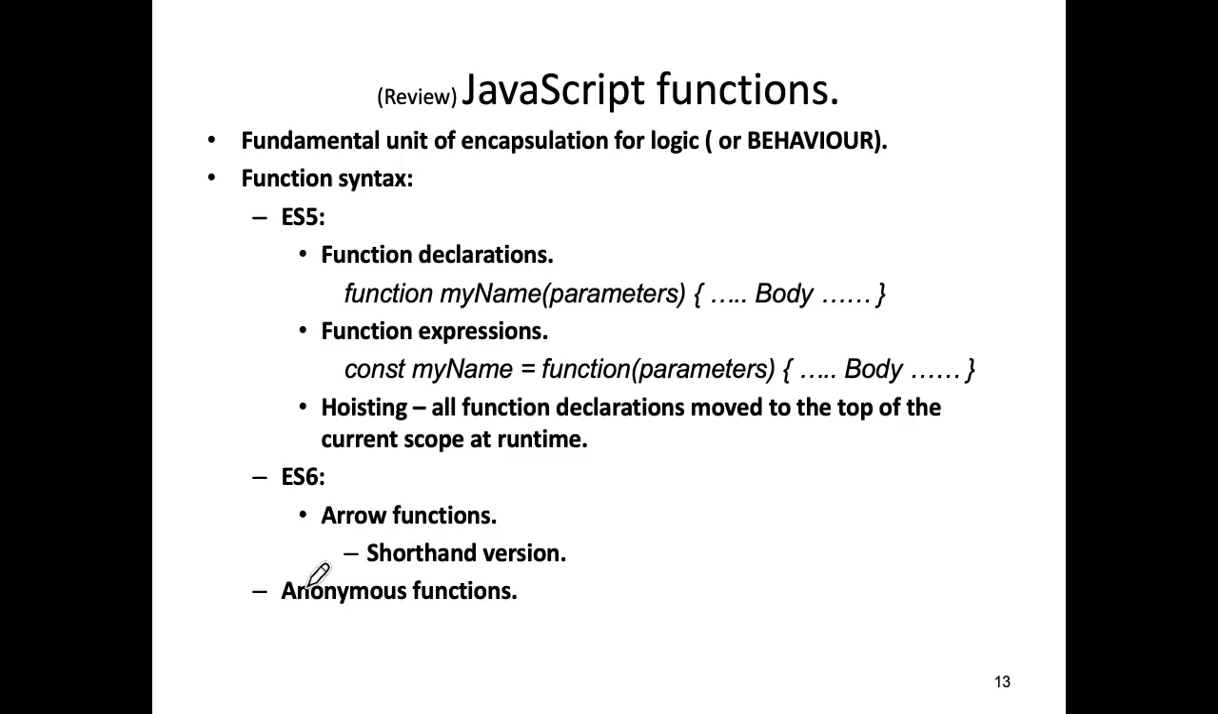And finally, we have something called anonymous functions, which has been there from day one. An anonymous function is a function that doesn't have a name, which might seem a peculiar thing. If it doesn't have a name, how can you invoke it? But it turns out that we use anonymous functions quite a lot, and you'll see examples of it in a while. Back to arrow functions.